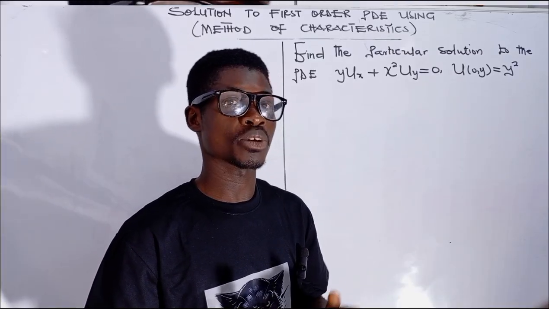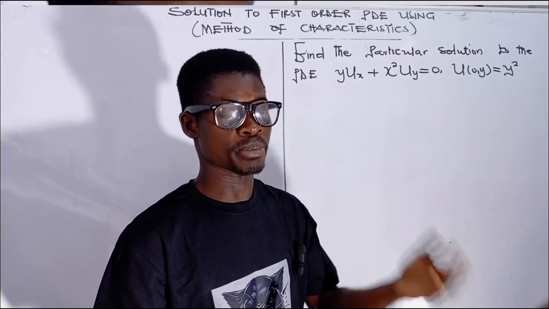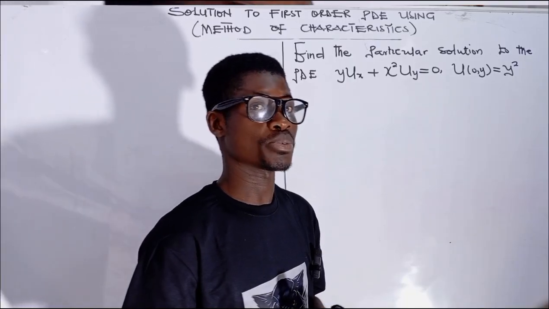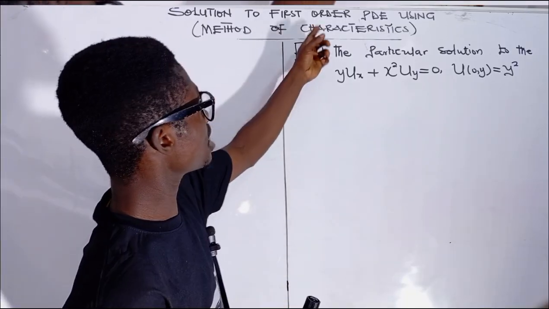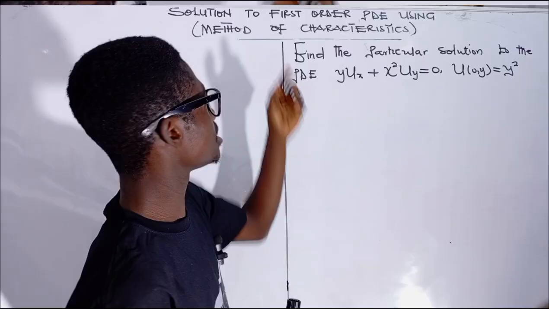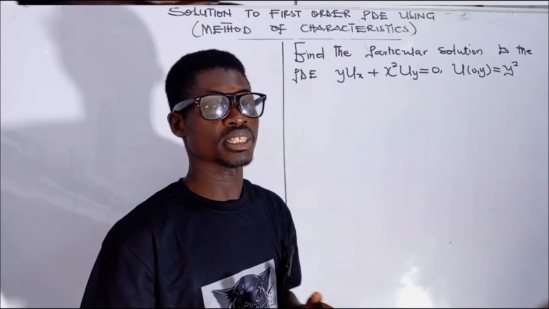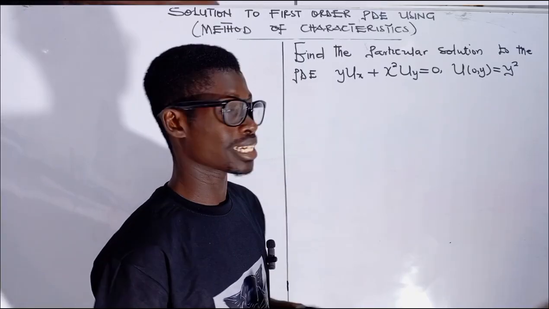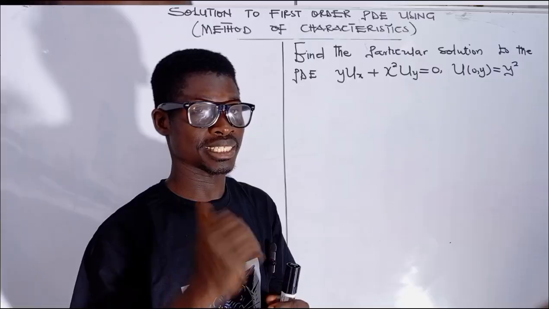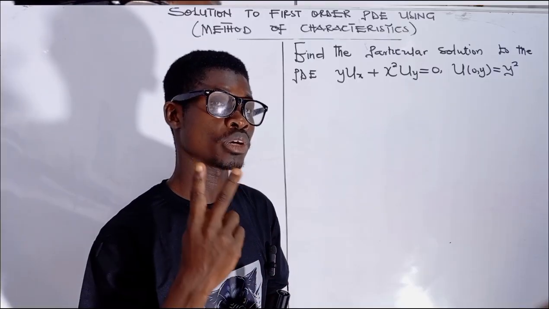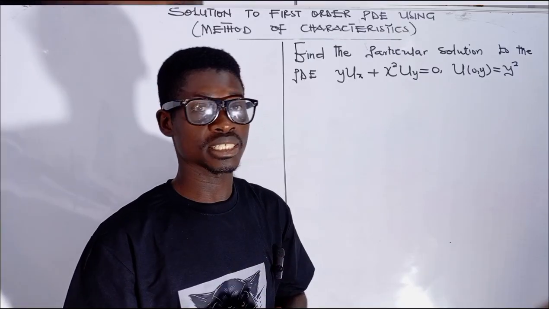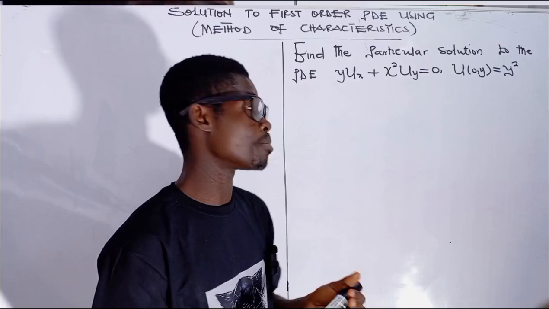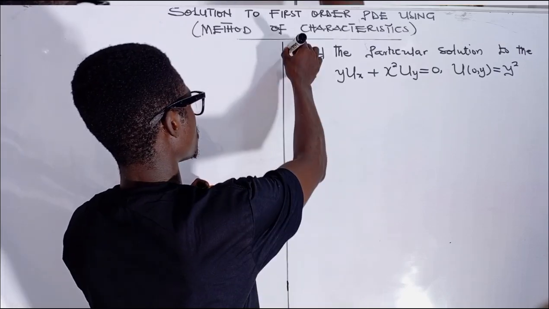Today's lesson is just a continuation of what we did in our previous lesson. Remember that we are still on the same solution to first order PDE using the method of characteristic equation. And today we want to look at our third example. Remember that in our previous lesson we looked at only two examples. And in today's lesson we shall be looking at what? The third example. So this is our third example.